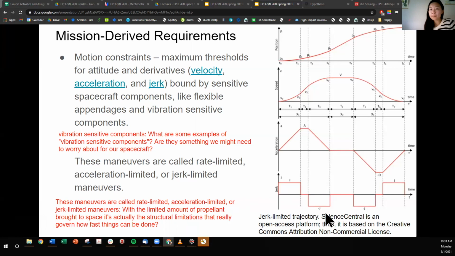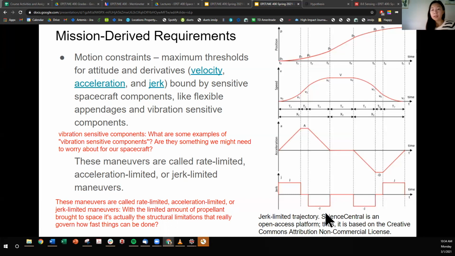Good question. There are multiple variables that dictate the maximum rate, acceleration, or jerk the spacecraft can experience. Moment of inertia from the structure, so structural limitations, can be a limiting factor, but more importantly, the specifications on your actuator will limit your angular rate, your acceleration, and your jerk.